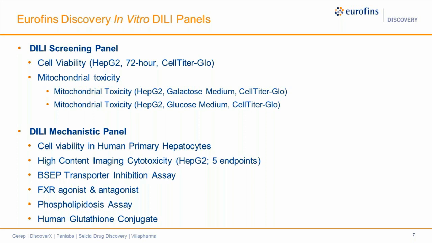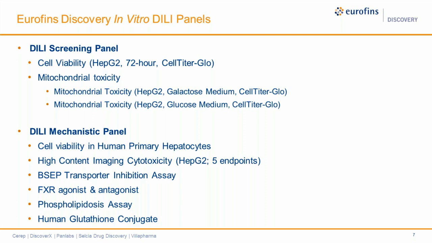The assays in the DILI screening panel are high throughput and low-cost assays. They are suitable for large amounts of compound screening, such as compound library screening, to weed out the obvious offenders. There are 3 assays in this panel that assess the general cytotoxicity by running a 72-hour cell viability assay in hepatoma cells, and assess the mitochondrial toxicity by running a cell viability assay in hepatoma cells cultured in medium containing either glucose or galactose.